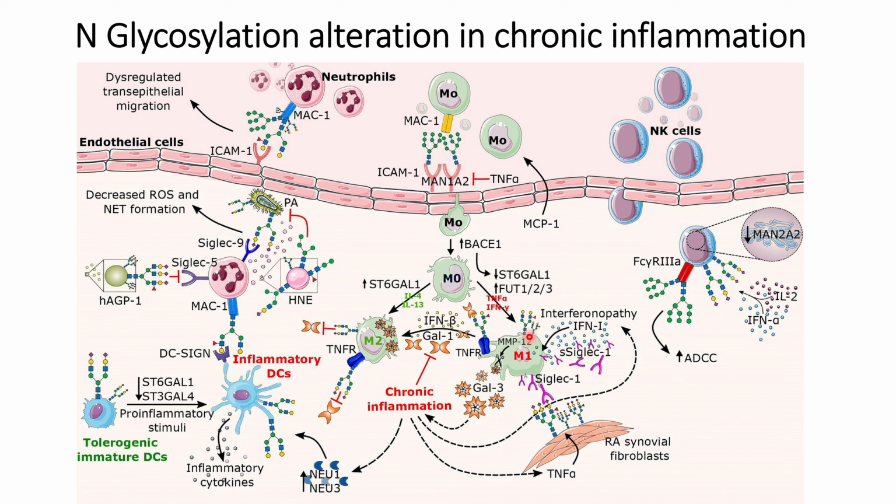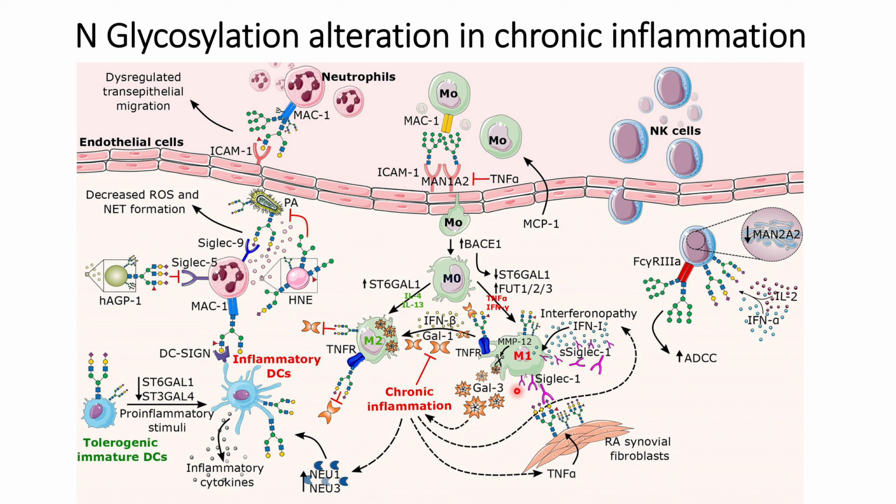At the same time, these M1 macrophages also help in the cleavage of galectin 3, and that will contribute towards chronic inflammation. And this IFN beta and GAL1 complex acts as a feedback loop that gets dysregulated during chronic inflammation. The chronic inflammation will prevent this complex formation.